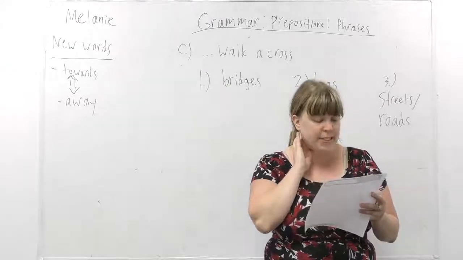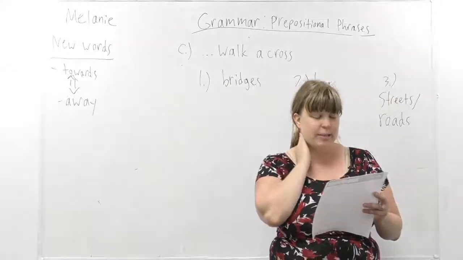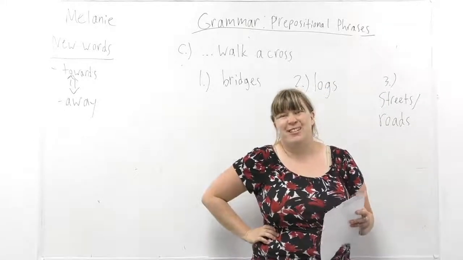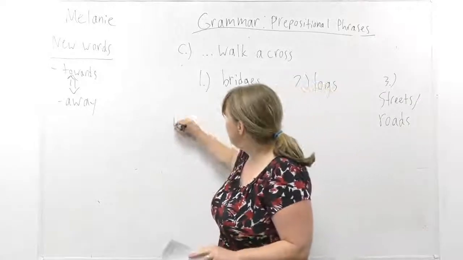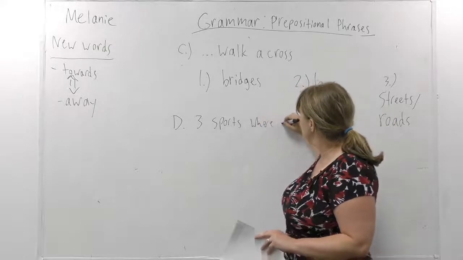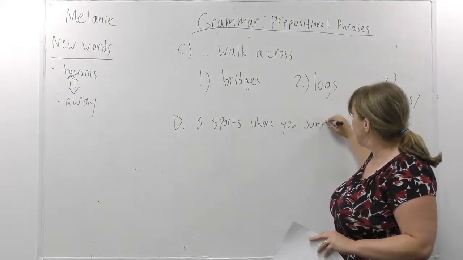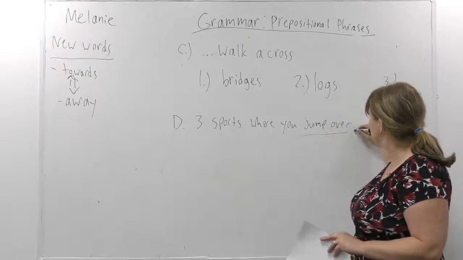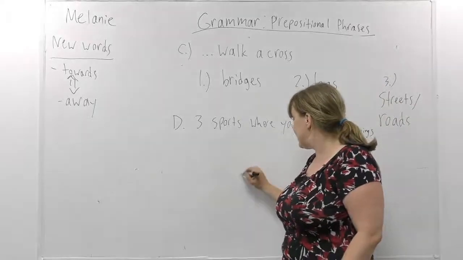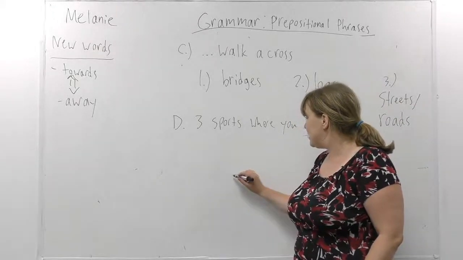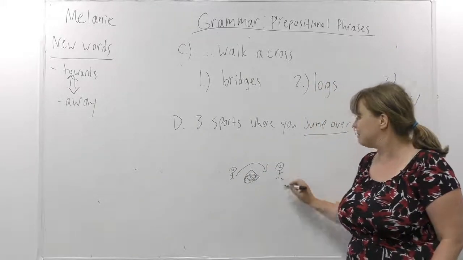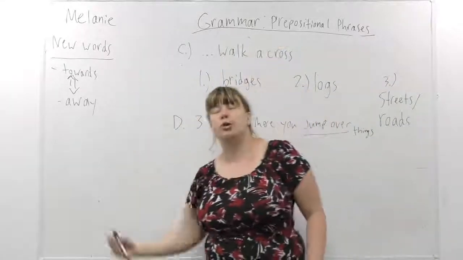Name 3 sports. This could be tricky where you jump over things. I don't even know if I could answer this one. Okay, well, let's try. Okay, so name 3 sports where you jump over things. Okay, so remember what jump over is? So let's say here's a big rock. So remember, to jump over means to go like whoop, and you land on the other side. So remember the cat that jumped over the wall.